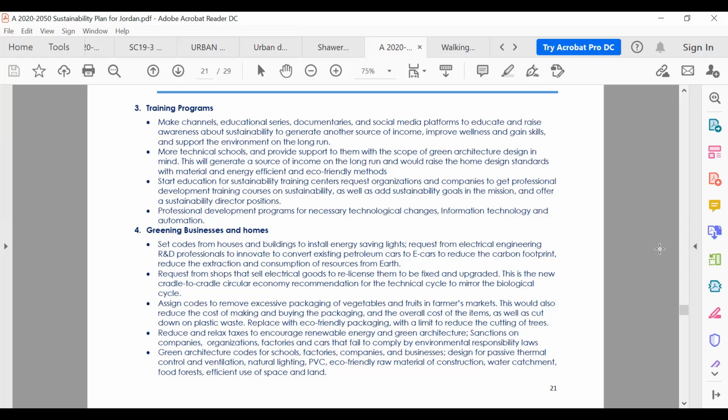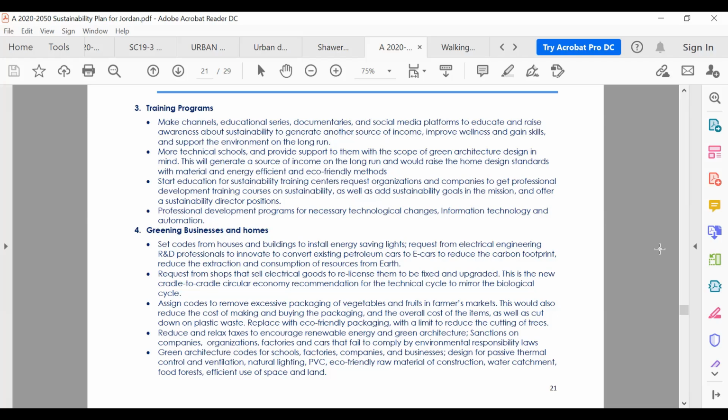for organizations and companies to get requests from them to be professional, to get professional development training courses on sustainability, as well as adding sustainability goals in the mission, and offer a sustainability director position in each school, factory, company, whatever organization they have. Professional development programs for necessary technological changes, information technology and automation.